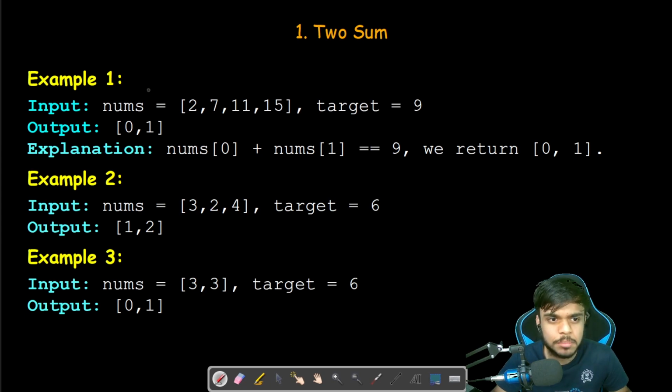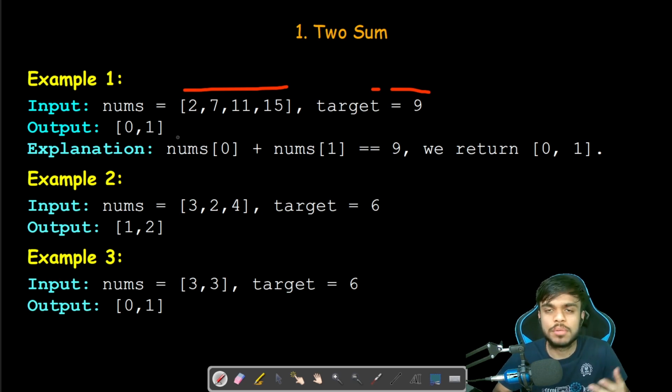So the first example, we have nums to be 2, 7, 11 and 15 and the target that we are given is 9. So what we basically need to do is return the indices of numbers such that these two numbers would add up to the target. For example, in our first case, the possible values are 2 and 7 because their sum would add up to 9. So we just return the indices of those numbers, that is 0 and 1.